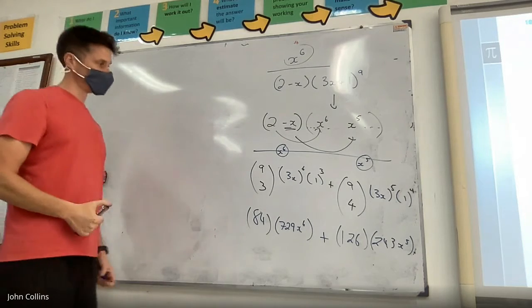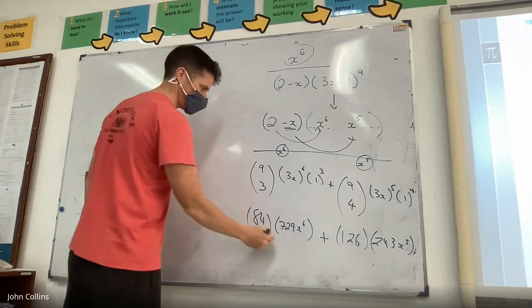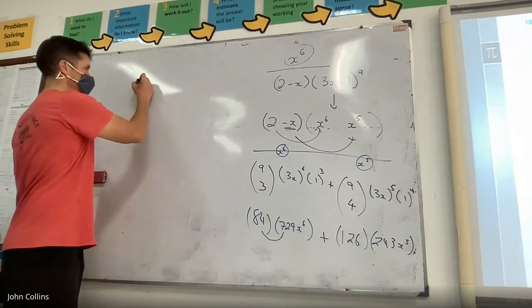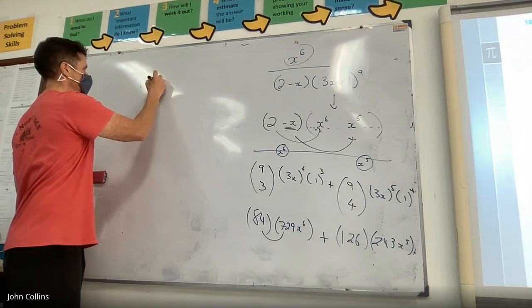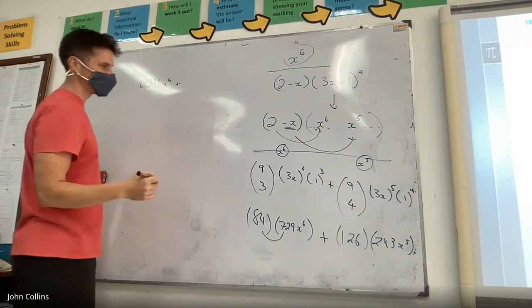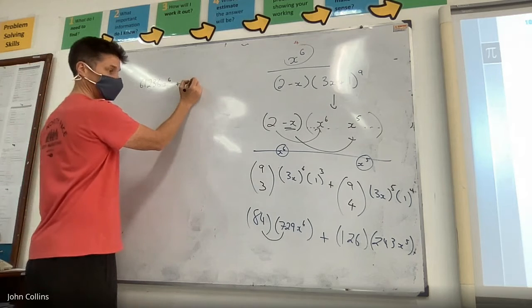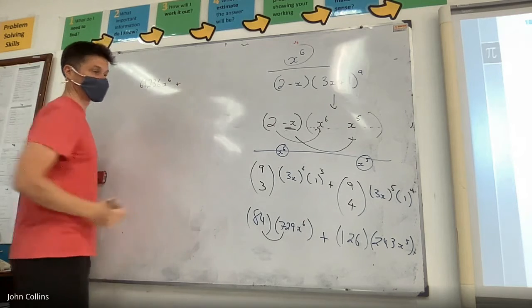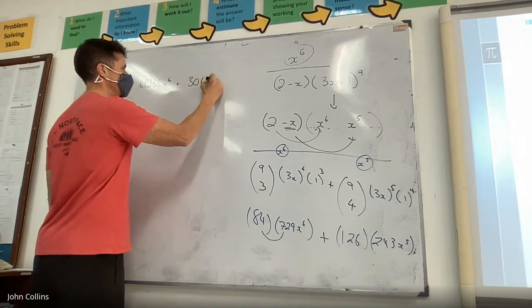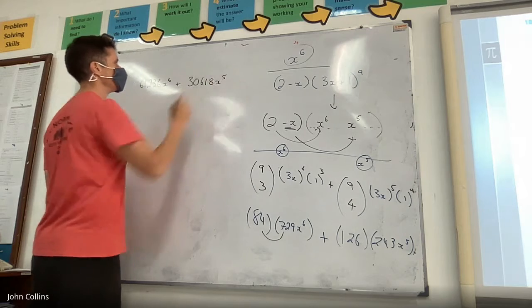Well, you have to multiply these out, unfortunately, but you have a calculator, so that's okay. 84 times 729? 61,236 x to the 6. Plus 126 times 243? That's 30,618. Excellent, fine, cool.